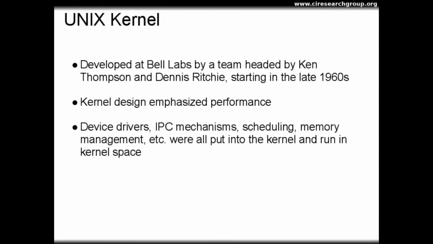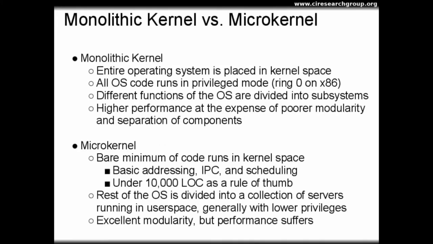On the other hand, the opposite extreme would be the Unix kernel. This was developed at Bell Labs by a team headed by Ken Thompson and Dennis Ritchie, also starting in the late 1960s. The difference between the Unix kernel and the RC4000 monitor was that the Unix kernel's design emphasized performance. Thus, instead of having a very small kernel that simply provided an IPC mechanism and some basic resource collision avoidance, this kernel actually provided all the device drivers, all the scheduling, all the memory management, including support for multiprogramming, directly inside the kernel. This kernel was an early example of what would later be called a monolithic kernel.